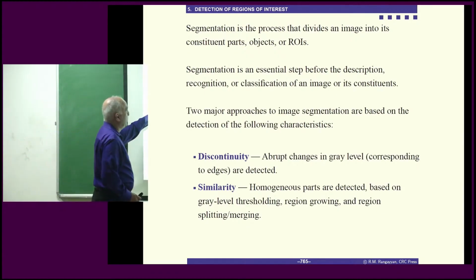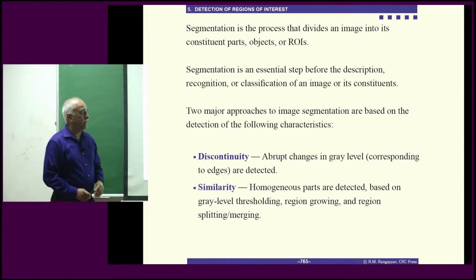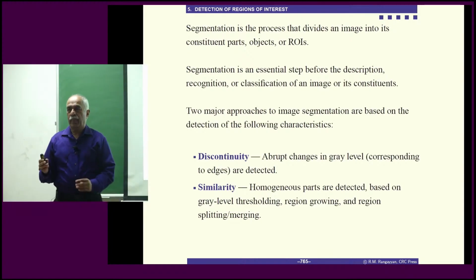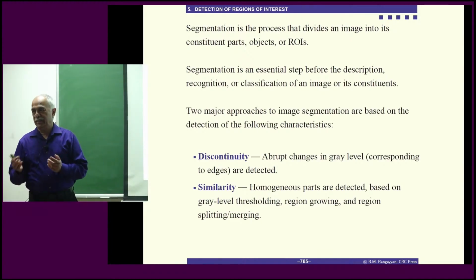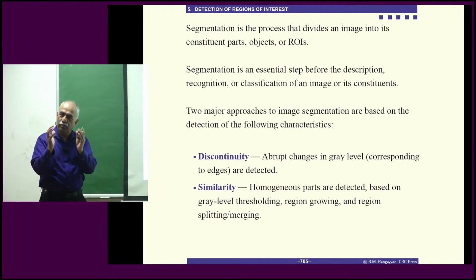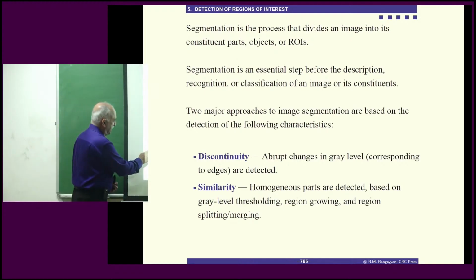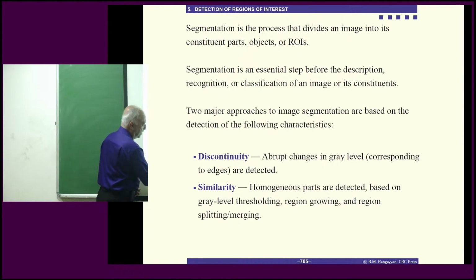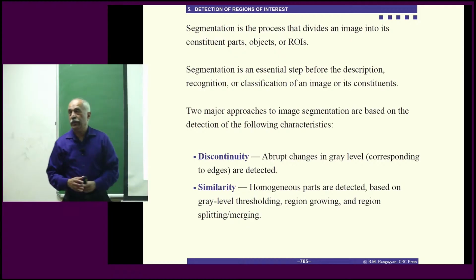So two major approaches. One is based on discontinuity. When there is change, there is this sort of yellow background, there is blue, or this is sharp, this is smooth, something is changing. So I say, okay, there is a boundary. That's a different object. The other is similarity. Homogeneous parts are detected, and by putting together, this pixel is similar to that and that and that, so I put them all together. And I come here, this is different, so this pixel is different, but these are all similar, so group them together.